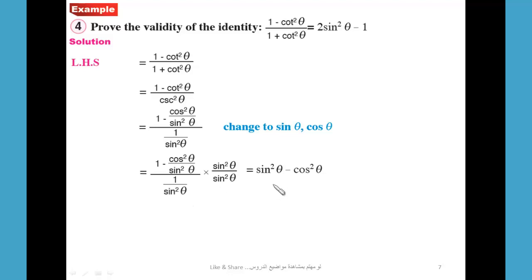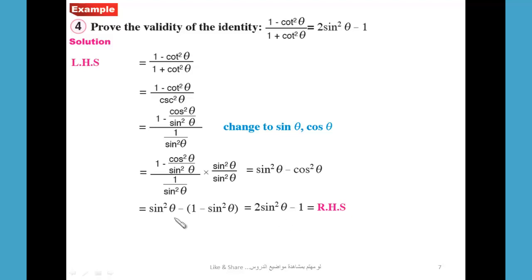Okay? So the left hand side equals sine square minus cosine square. But the required here to be 2 sine square minus 1. So cosine square, we change it. It is equal 1 minus sine square. And we write it in one step: sine square minus 1 minus sine square. What is the value of cosine square theta? It is 1 minus sine square theta.